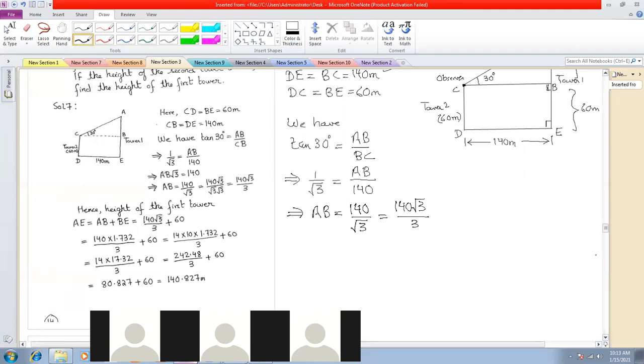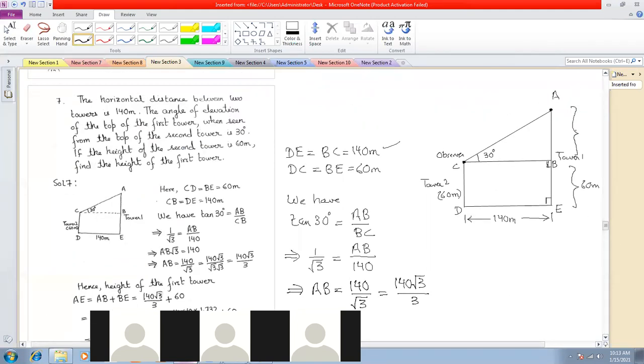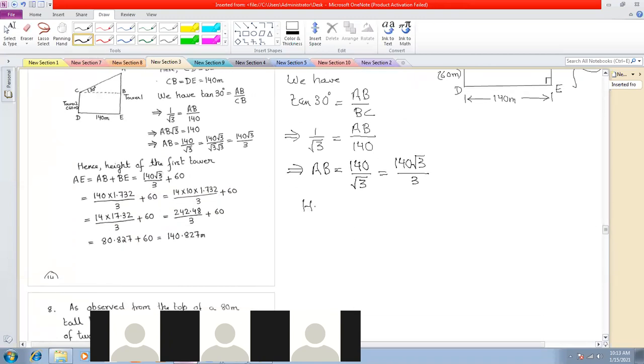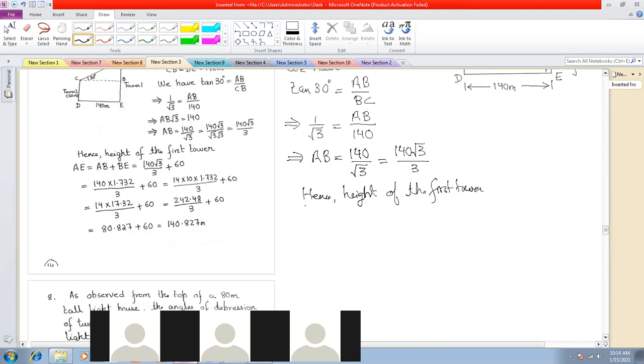So once we have found this, what is the height of this tower? We have got this as 140 root 3 by 3. So the sum of these two will be the height of the first tower. Now simplification is a little important here, so I'll show you the simplification. What is the height of the first tower? AE.